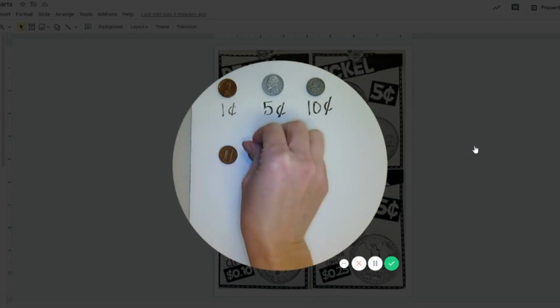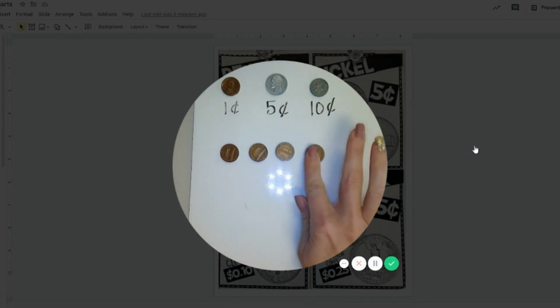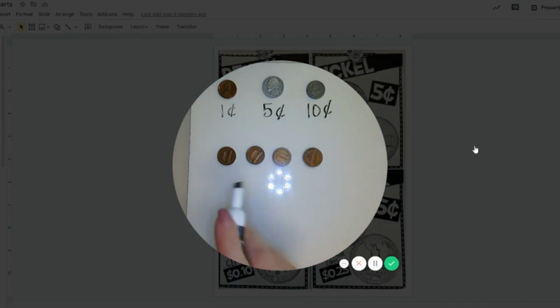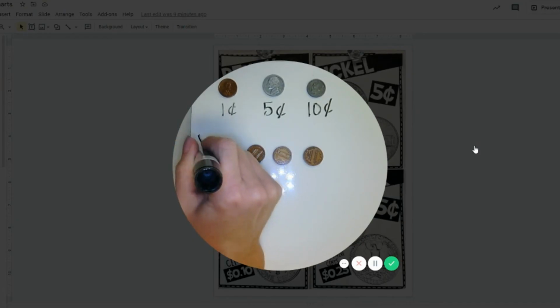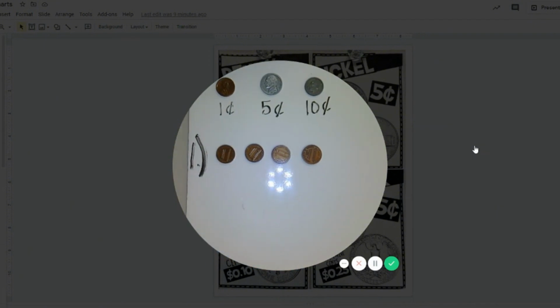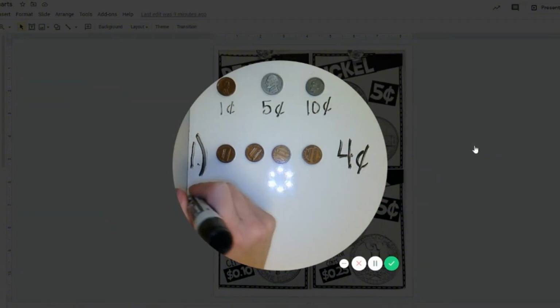So my first set of coins, it looks like I have 4 pennies. So how would I quickly add a group of pennies that are all worth 1 cent each? Hopefully you said that I could count this set by skip counting by ones or counting on by ones, because each one is just worth 1, and so you would count on to find the answer. So I have 1, 2, 3, 4. So this group of coins that is all the same is worth 4 cents.